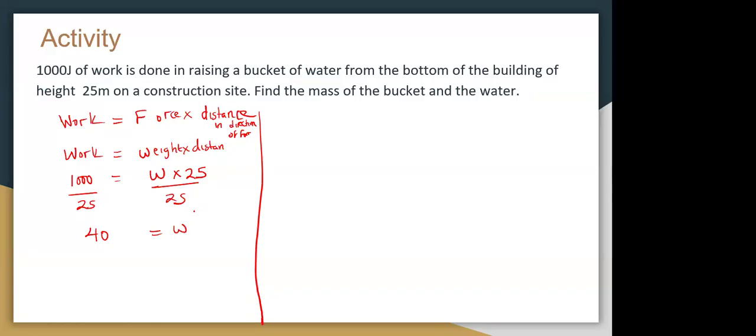Well, now those who have used the force, you'll have what you call your force. But what are you very interested in? You are interested in finding out the mass. So you know that weight is given by mass times acceleration due to gravity. So here you say that your weight, 40, is equal to the mass of the bucket and water times acceleration due to gravity. So you have 40 is equal to 10m, divide by 10, divide by 10. So you end up with a mass of 4 kilograms.